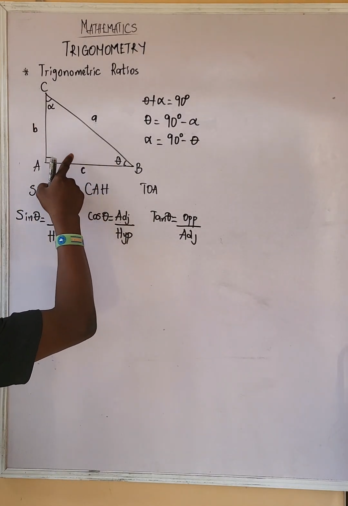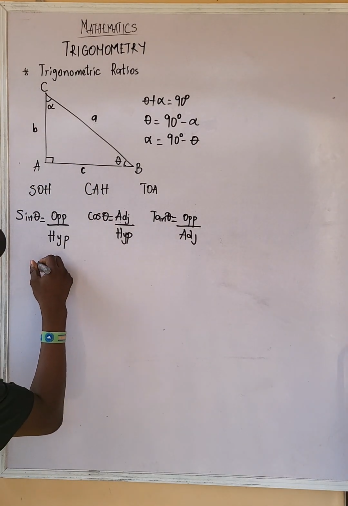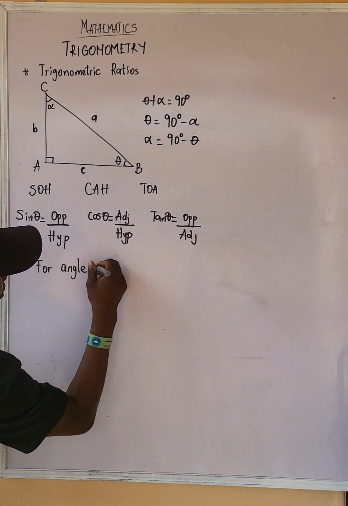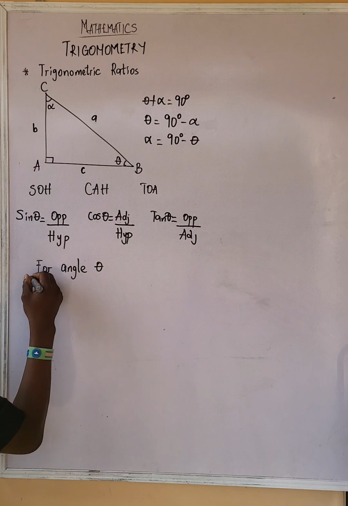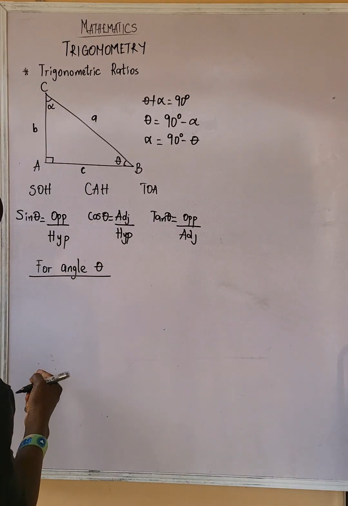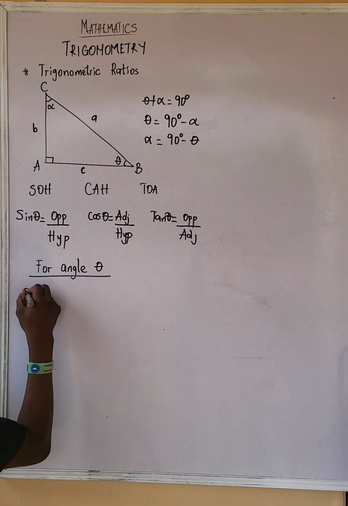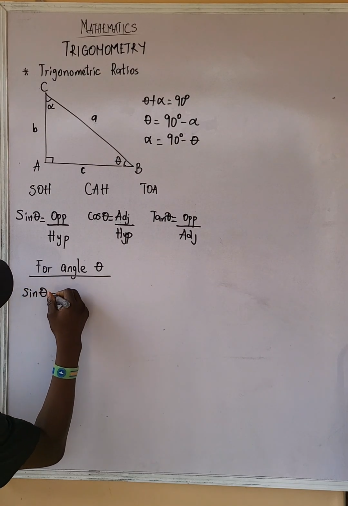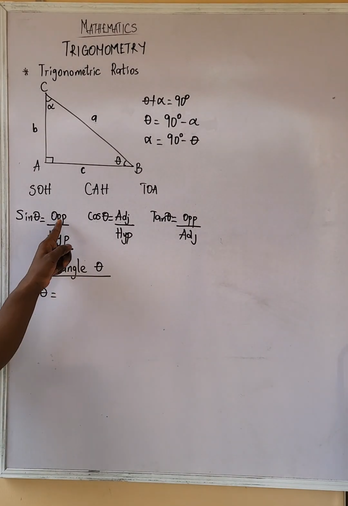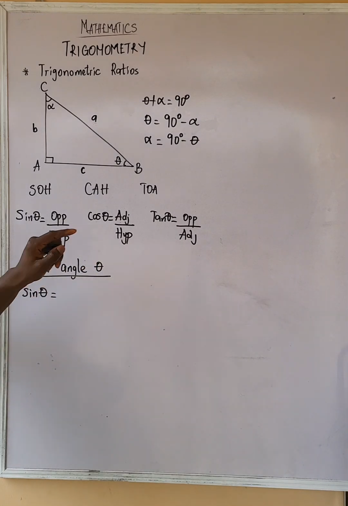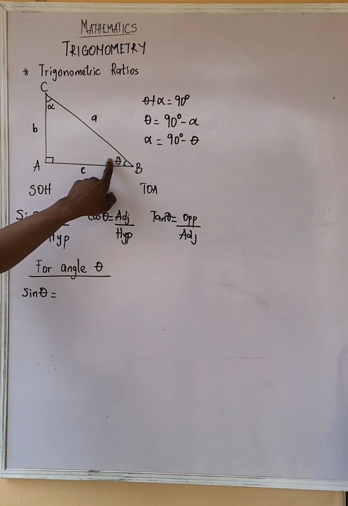Now let's do it for two angles. We want to derive something for angle theta, and we also derive for angle alpha. Now let's come to angle theta. Meaning, let's start with sine theta. Now, what do we call sine? Sine is opposite over hypotenuse, right? Sine is opposite over hypotenuse. Now, look at it. This is the theta here that I'm dealing with.